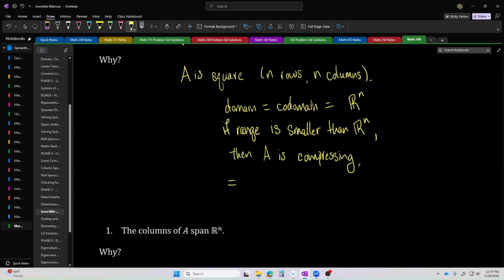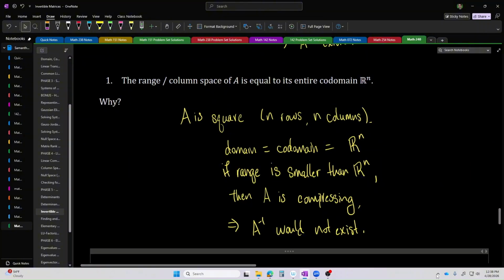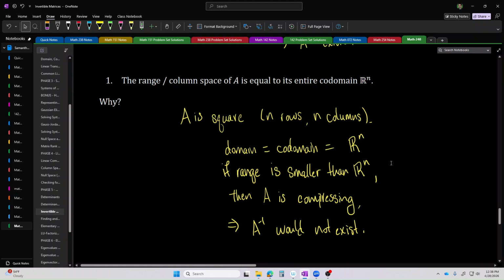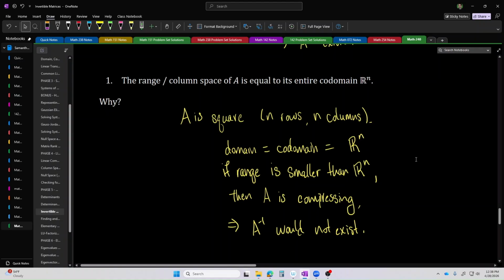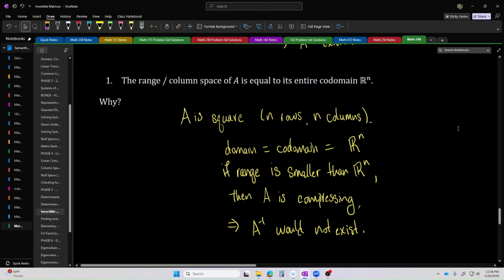And so once again, in a situation like that, A inverse would not exist. So that's another way to understand invertibility. If your matrix A is invertible, then the range is equal to the codomain and it's equal to the domain. All of those would be exactly the same n-dimensional space. But if your matrix A is singular, if your A is doing some kind of compression action, then you will see the range being smaller than the codomain and smaller than the domain of the matrix.